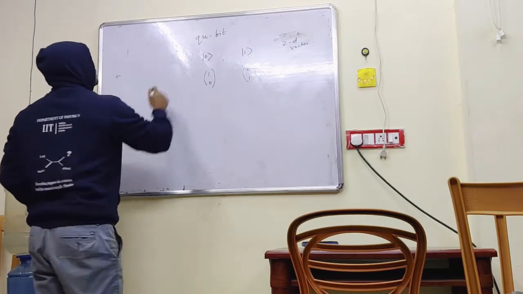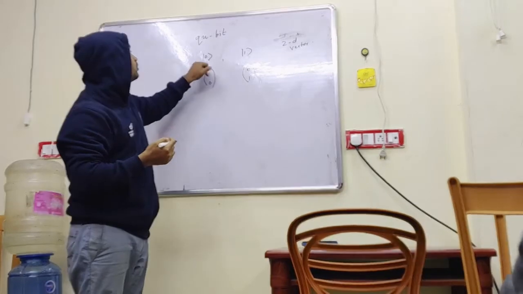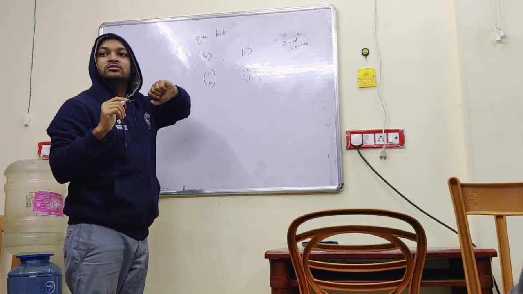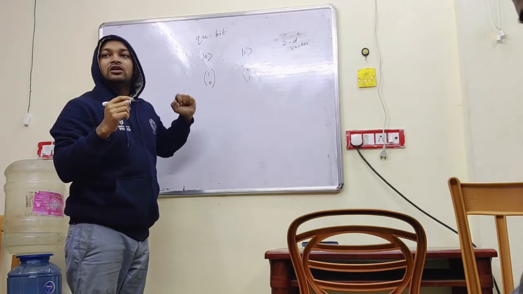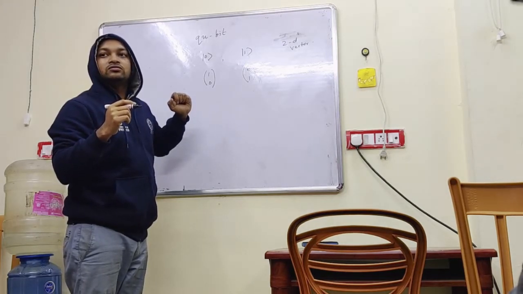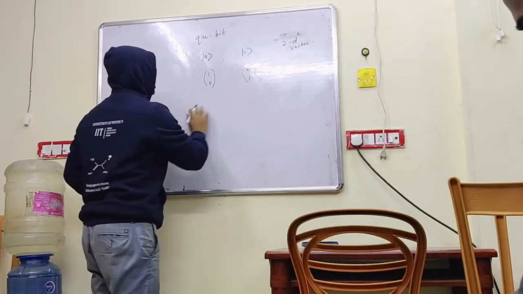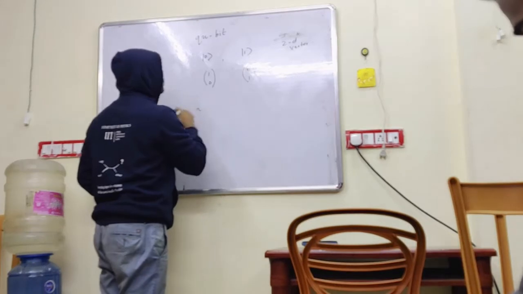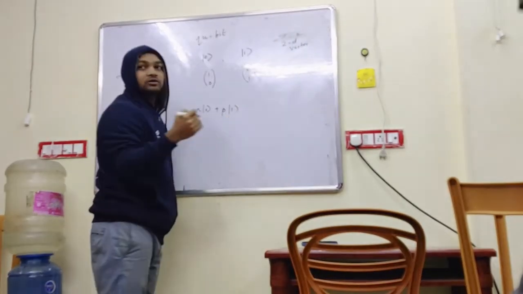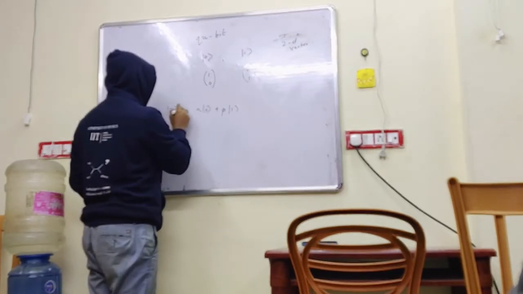A qubit, then, we say, is a superposition of 0 and 1. Are you familiar with the idea of superposition? Normally we know that there is a chance of it being 0, it may be 1. So let's say with alpha square chance it is 0 and with beta square chance it is 1. Then my qubit state is psi.